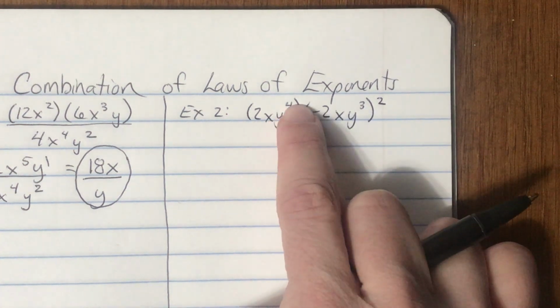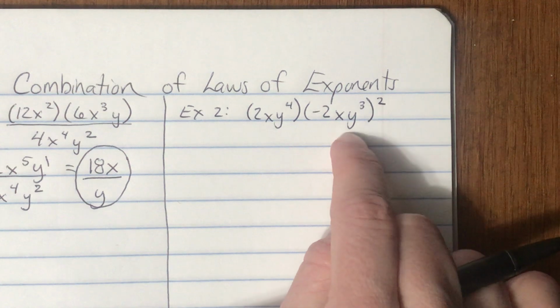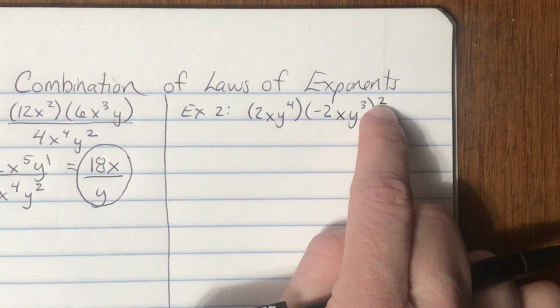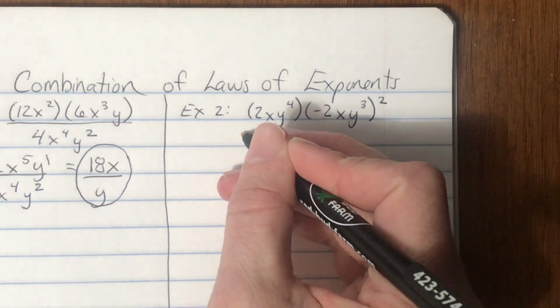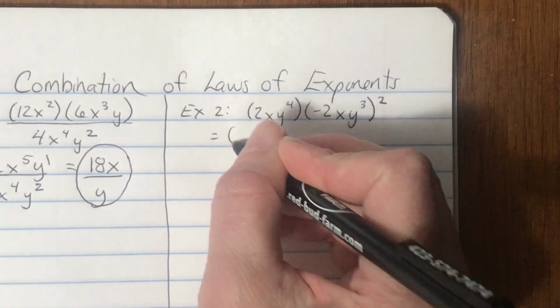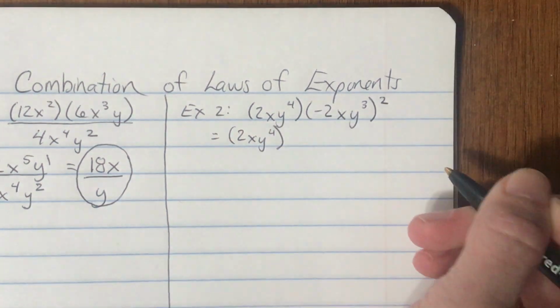But we do have this exponent on the outside. Now, these inside exponents, the y to the fourth, don't have anything else to do. However, we do have to use our power rule to evaluate this. So I'm going to rewrite, I'm just going to say it's equal to parentheses 2xy to the fourth in parentheses.